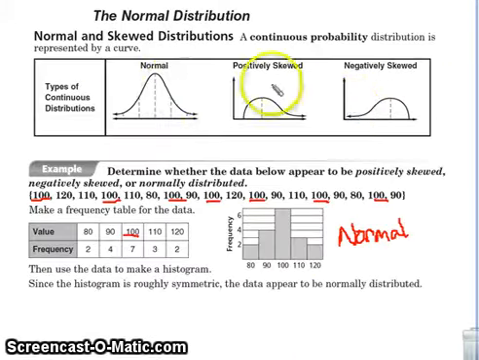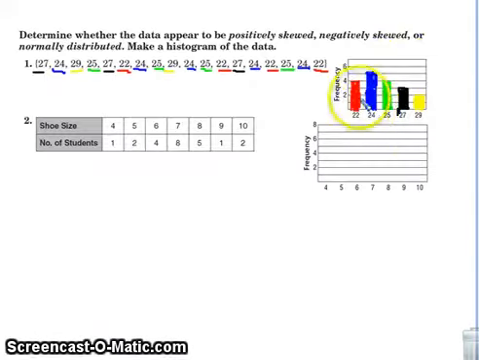If we go back to our original, anything that is positively skewed is going to have that spike closer to the y-axis, where negatively skewed, you're going to have that spike further out. So if we had to describe this set of data, it would actually be positively skewed.